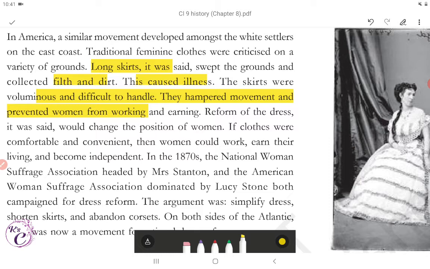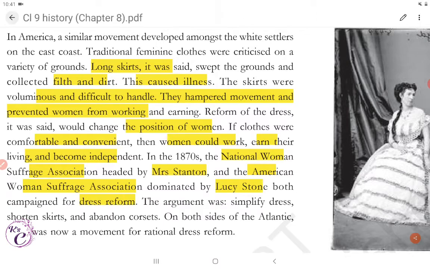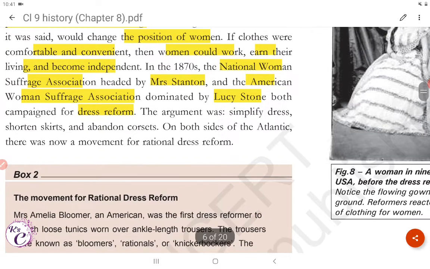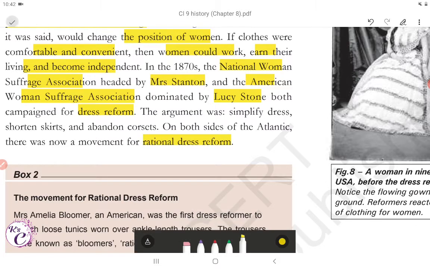Reform of the dress, it was said, would change the position of women. If clothes were comfortable and convenient, then women could work, earn their living, and become independent. In the 1870s, the National Women Suffrage Association, headed by Mrs. Stanton, and the American Women Suffrage Association, dominated by Lucy Stone, both campaigned for dress reform. The argument was simplify dress, shorten skirts, and abandon corsets. On both sides of the Atlantic, there was now a movement for rational dress reform.